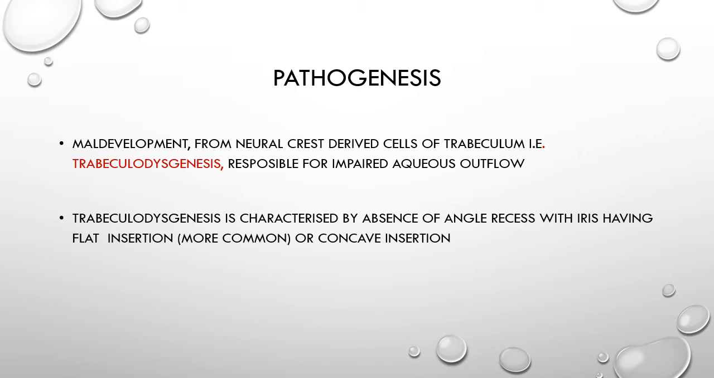So what is the pathogenesis of this congenital glaucoma? As I told you, there is an anomaly or a defect in the development of the trabecular network or the angle of the anterior chamber itself. So what we call it as a trabecular dysgenesis. It can be due to the root of the iris being directly attached to the angle of the anterior chamber, or there can be concave insertion of this root of the iris, or there will be a defect or membrane formation at the anterior chamber.